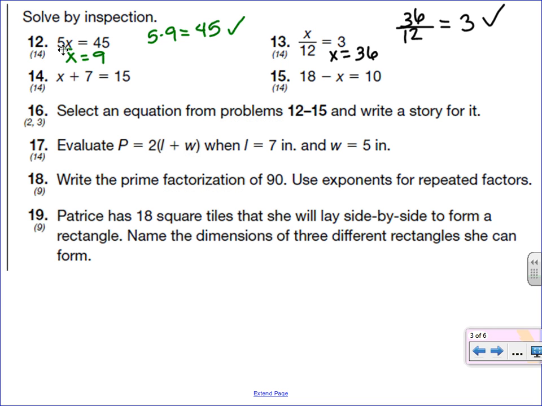This says, what number plus 7 gives me 15? Well, 8 plus 7 gives me 15. So 8 plus 7, does that equal 15? Yes.